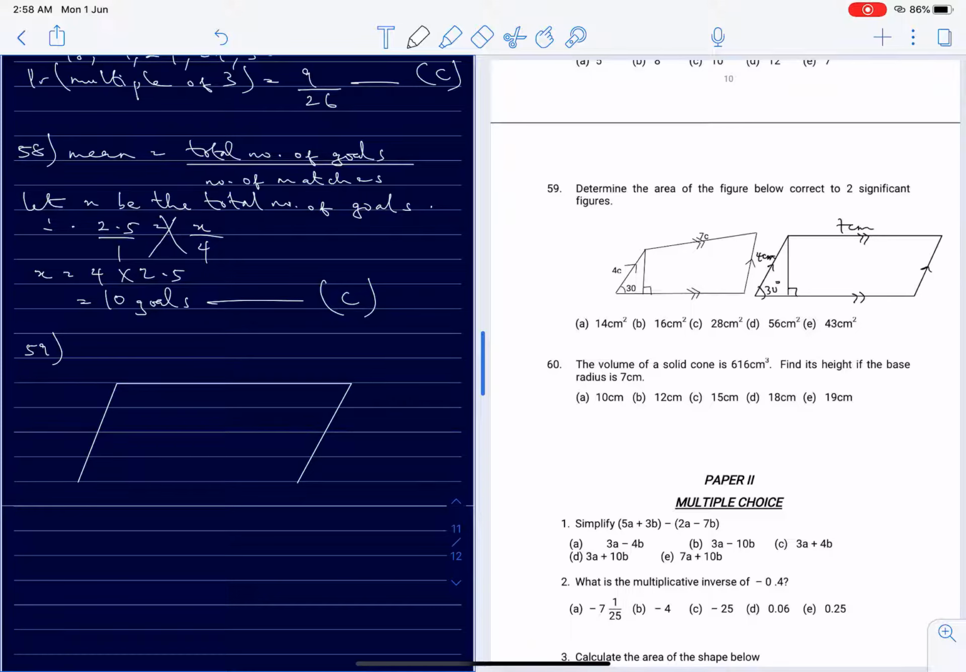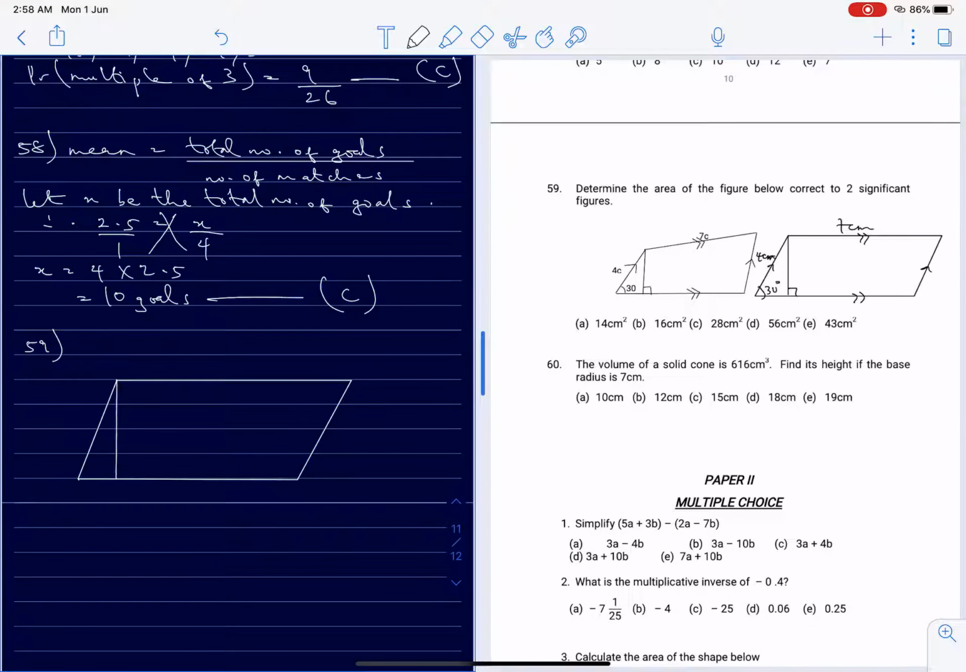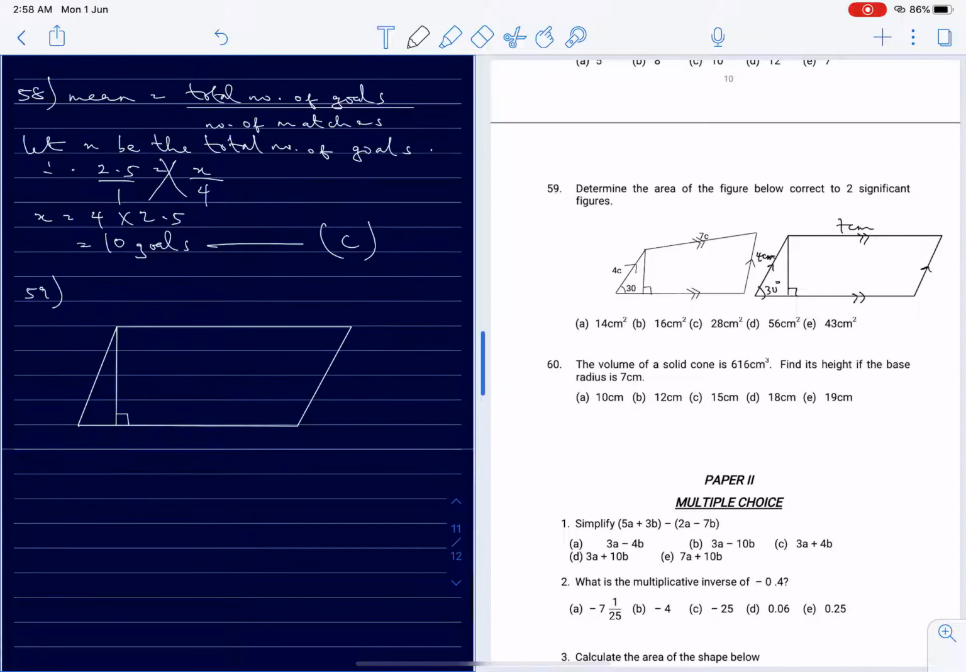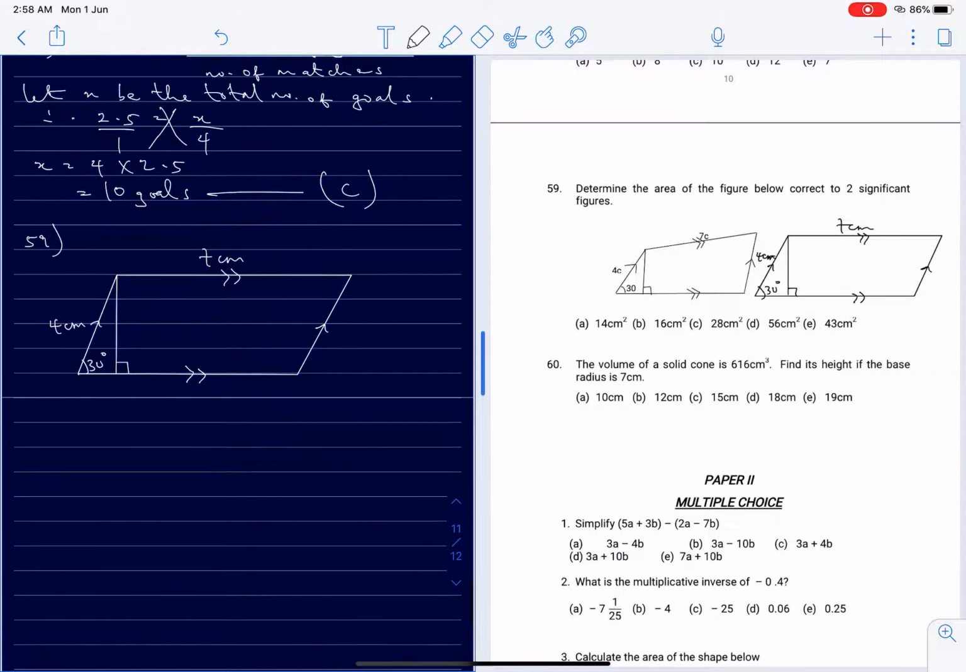Okay, this goes this way, and there's a line here, a perpendicular line here. This is 30 degrees. This is parallel to this, and this is also parallel to this. This is 4 centimeters. This is 7 centimeters. Now find the area of this.